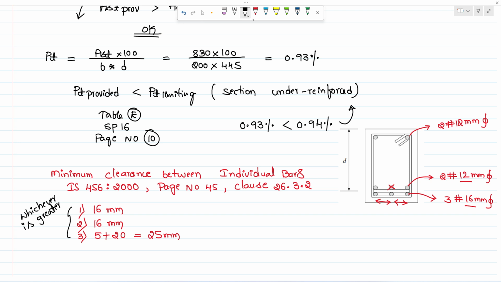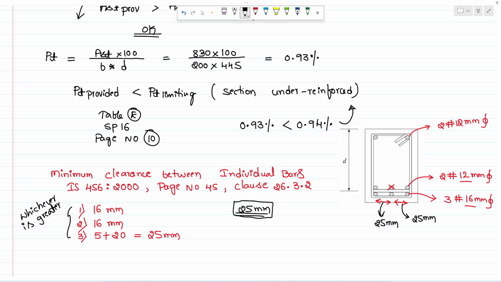So among these 3, the greater value it is 25 mm, which means you need to maintain the distance, minimum clearance between the individual bars as 25 mm. Minimum you should have a 25 mm. You should not place bars less than 25 mm distance. So this is as per IS 456.